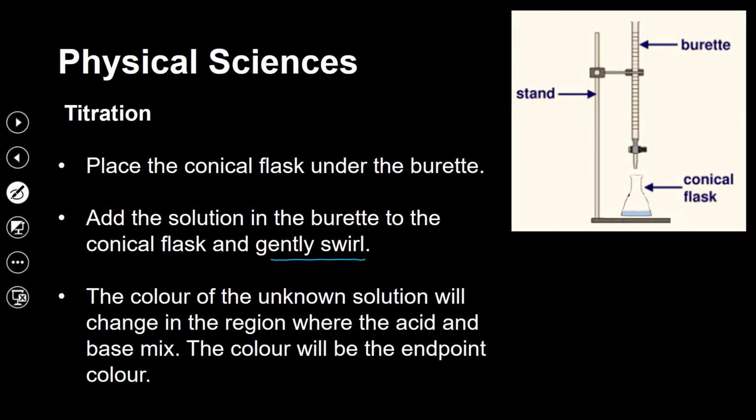And then the color of the unknown solution will change in the region where the acid and the base mix, okay? So that's where the reaction takes place. We also take note that at the end point, there is that color change, which will tell us that this reaction has reached its end, and then we can take the readings in terms of the volume of the standard solution. The pipette will be used to measure the volume of the solution that goes into the conical flask, right?